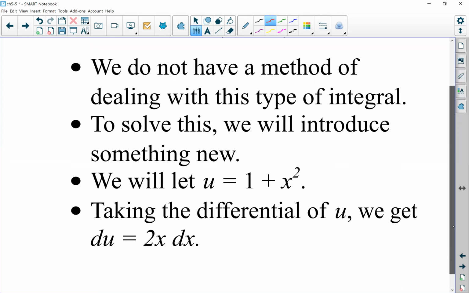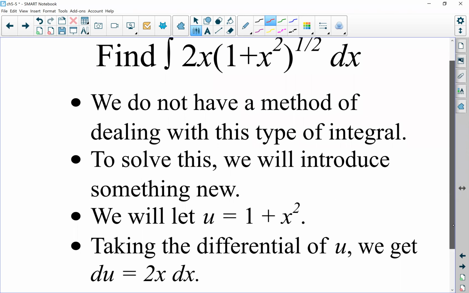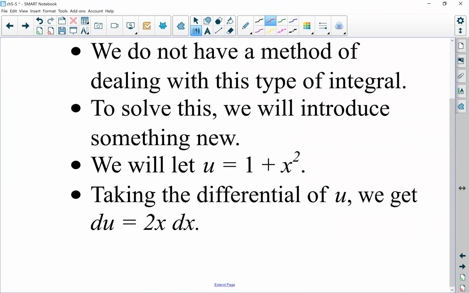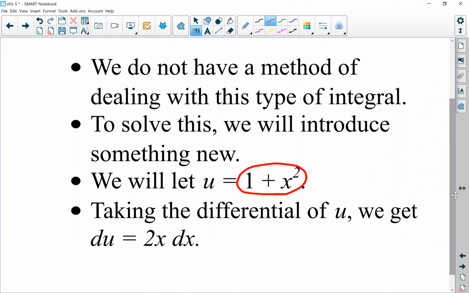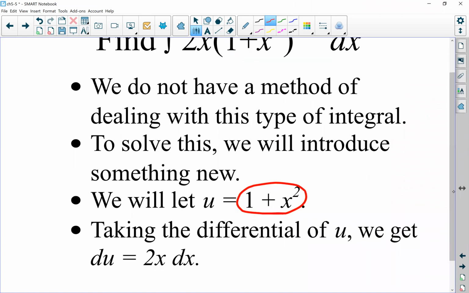And so what we'll do is we'll take the 1 plus x squared and replace it with u.